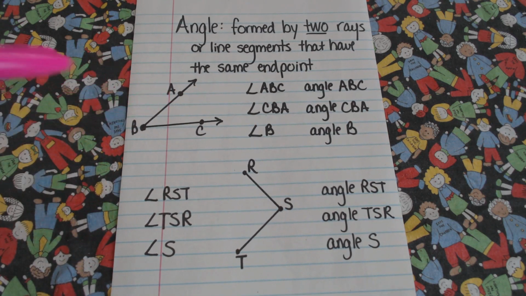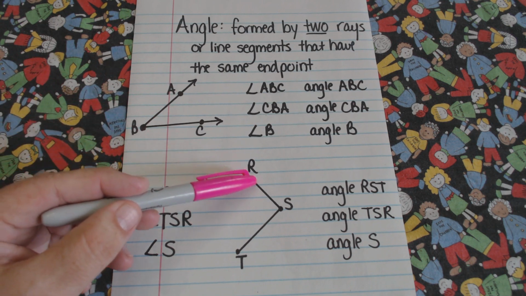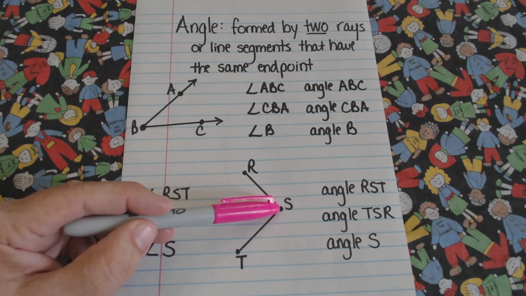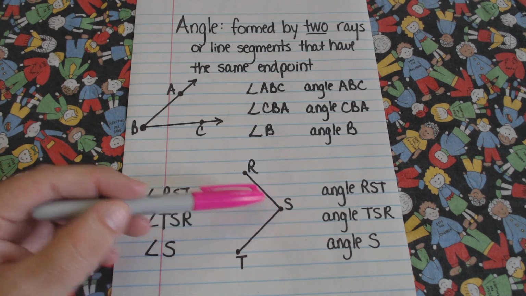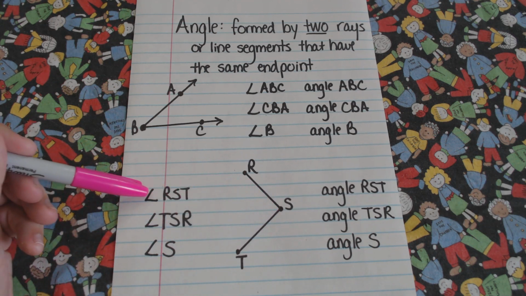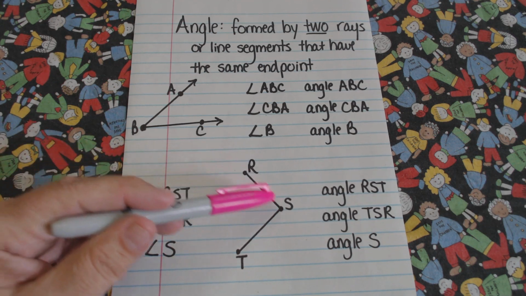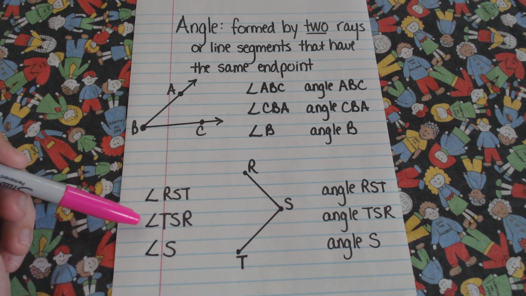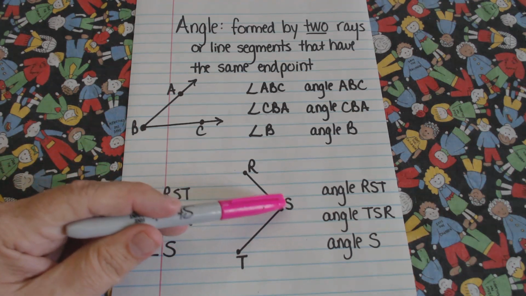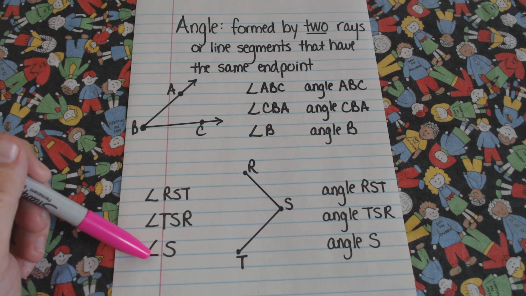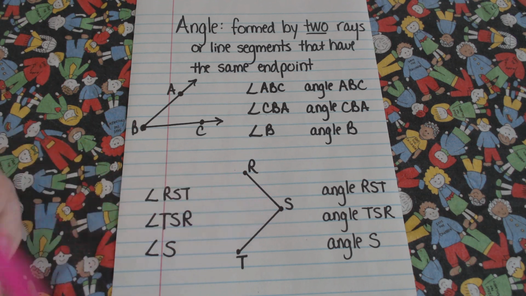What about the second one? Here we have an angle that's made up of line segments that have the same endpoint. That would be point S. So we could call this angle RST, or angle TSR, or finally angle S.